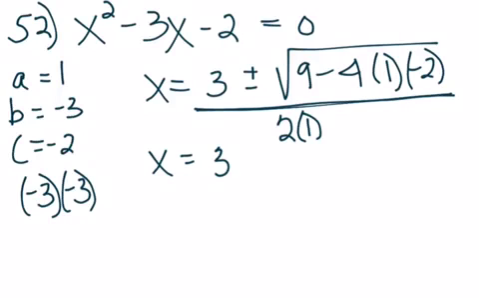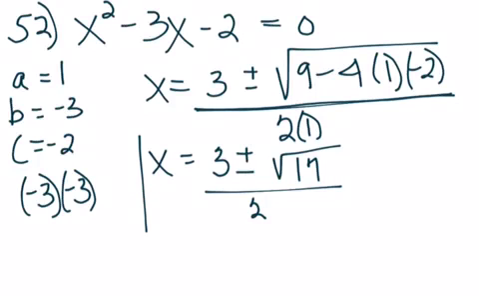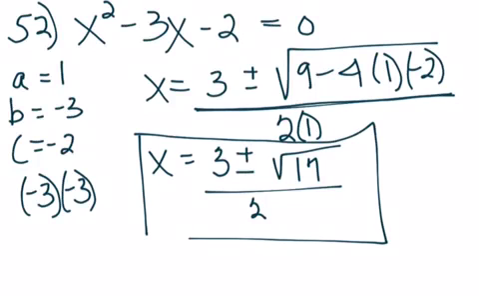So that gives us 3 plus or minus the square root of 17 over 2. 17 is a prime number. And 2 will not reduce, or 3 will not reduce away. So that is our final answer on 52.